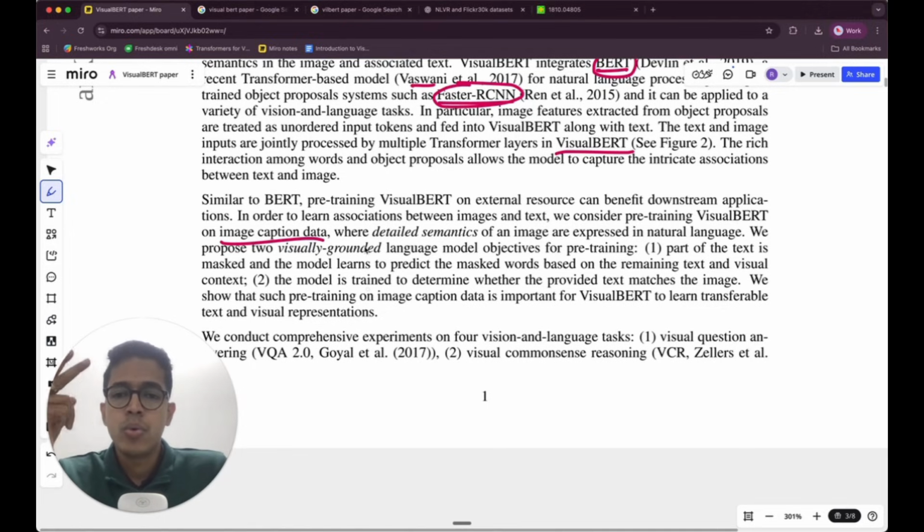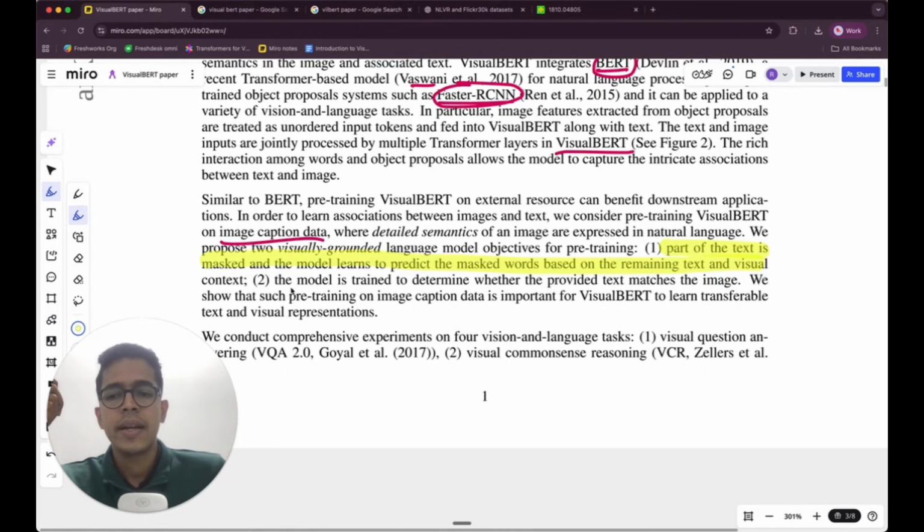We propose two visually grounded language model objectives for pre-training. Objective number 1: part of the text is masked. We saw that. The model learns to predict the masked word based on the remaining text and visual context. So basically, you have the full visual context available in the form of region proposals. Using the visual context and the unmasked words, you try to predict the masked word. This is objective number 1, MLM, masked language modeling.